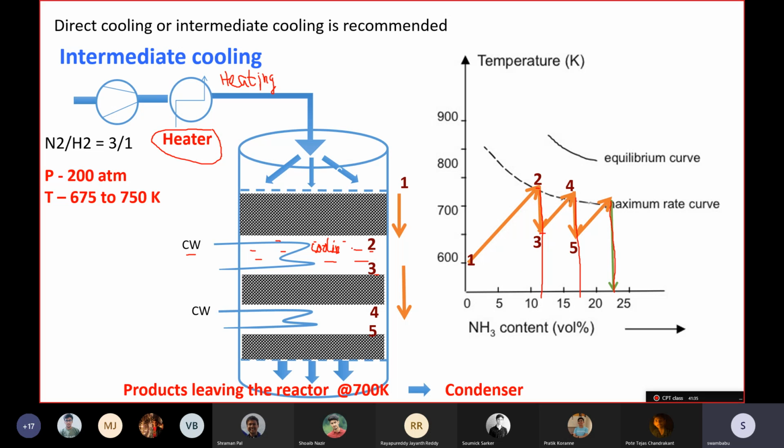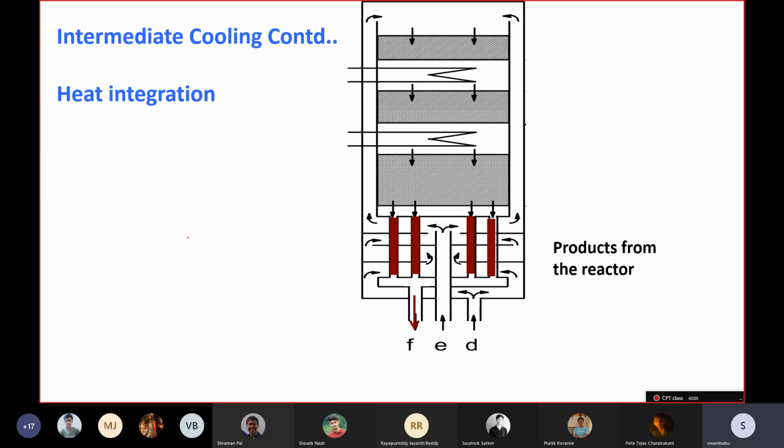So when you have heating and cooling, in a normal setup we have to use steam, an external utility, to heat the reactants. We again use external utility, cooling water, for the cooling. So if we integrate these two, we can reduce the external utility requirement. This is the heat integration usually done in industrial reactors.